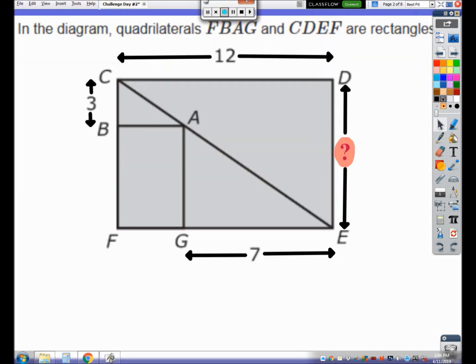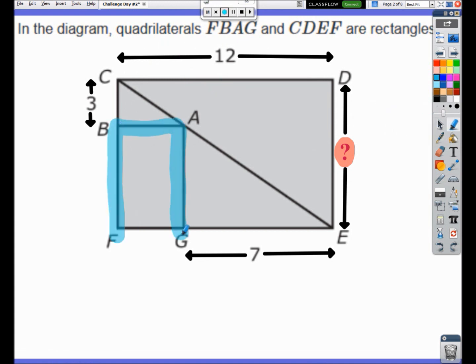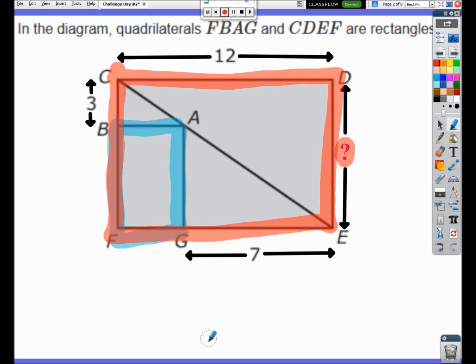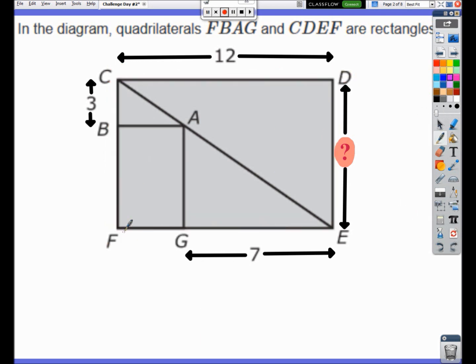All right, the second problem. We are told in the diagram, quadrilaterals FBAG, which would be this quadrilateral right here, and CDEF, which is this guy right here. They are both rectangles. So if they're both rectangles, I'm going to go ahead and at least put some 90-degree angles in these rectangles. I can put a right angle up here at least.